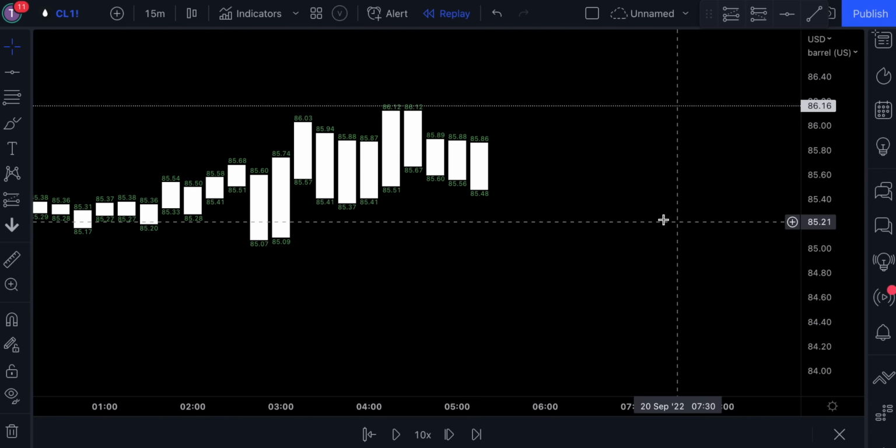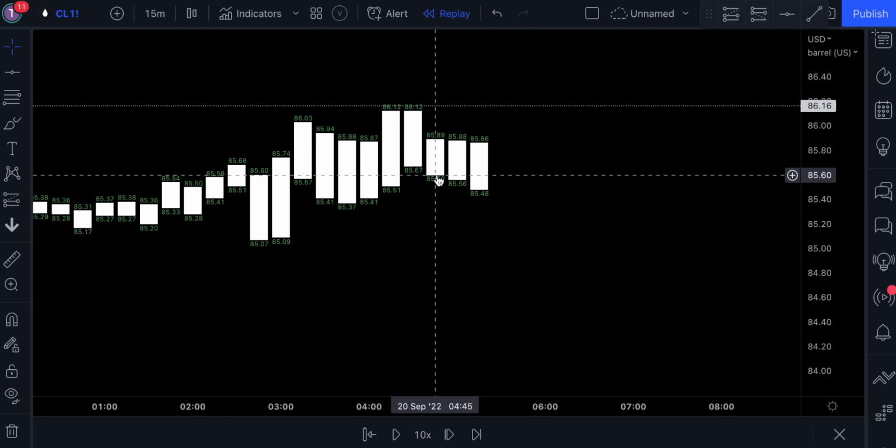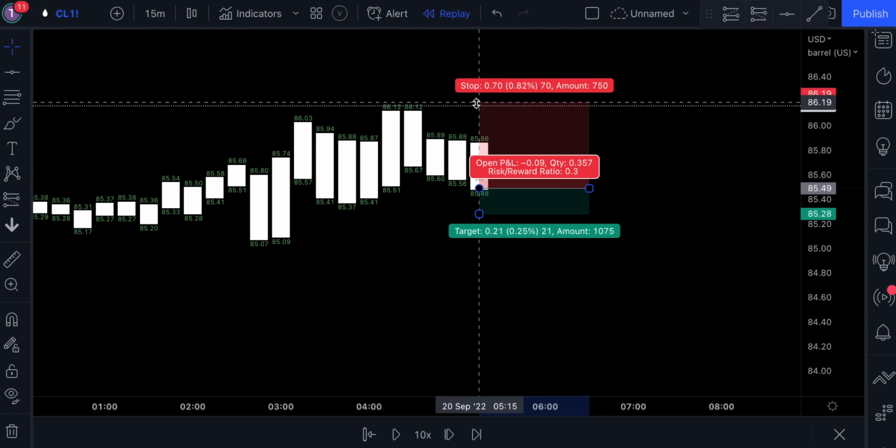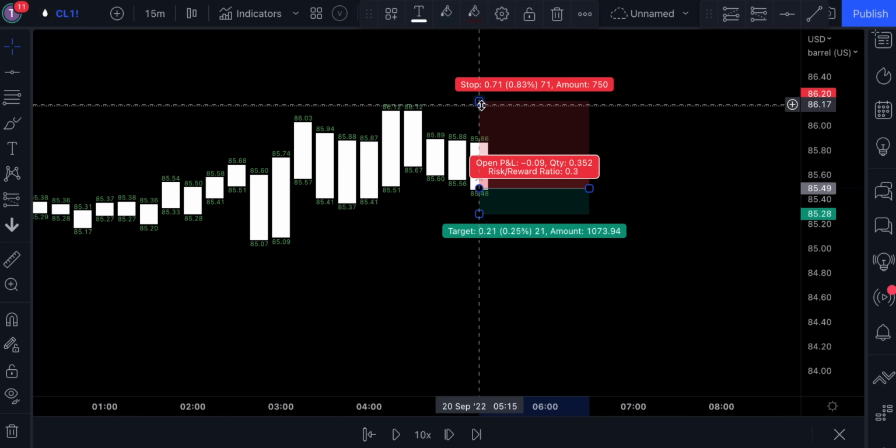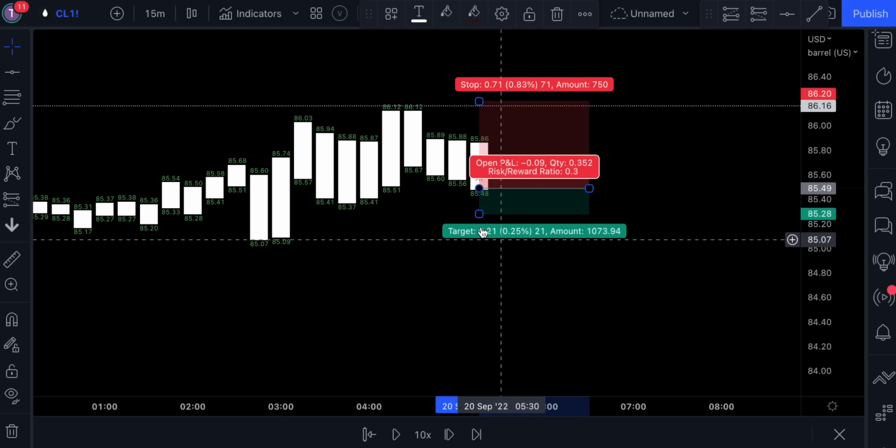Here we see that the price action is making lower highs and lower lows. You can place your stop loss slightly above the level of resistance. In terms of take profit target, you can set it at 1.5 or 2 times the risk.